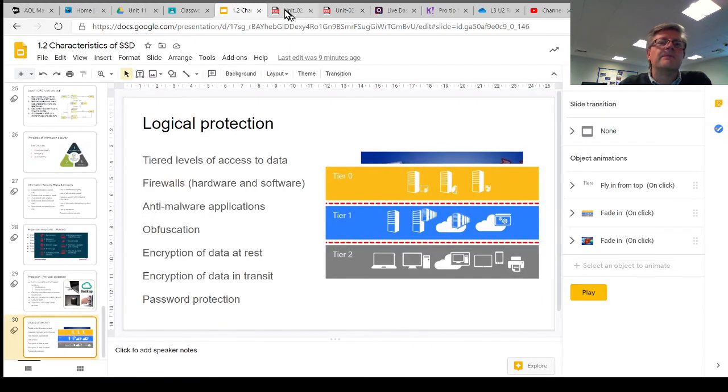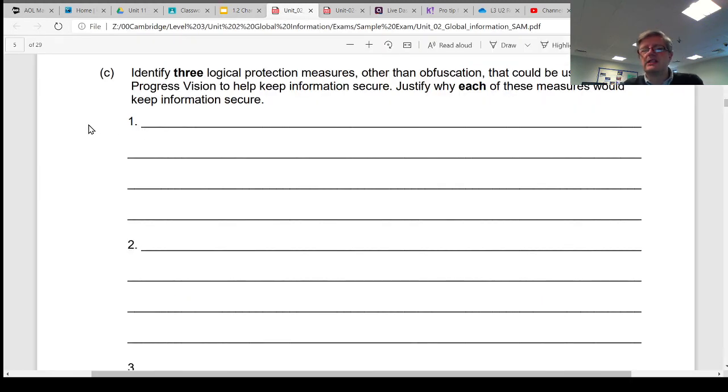So let's have a look at an exam question. Now this is from the sample paper. And the question asks us to identify three logical protection measures other than obfuscation. And the reason they have said that is because there is a previous question higher up that already had a question on that. That could be used by Progress Vision, again from the case study, to help keep information secure, and then justify why each of these measures could keep information secure. So three measures for three marks, and then the justification for the further marks.